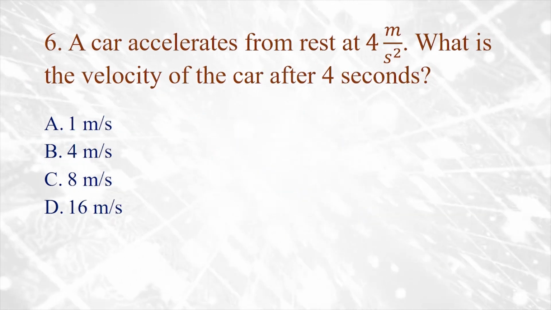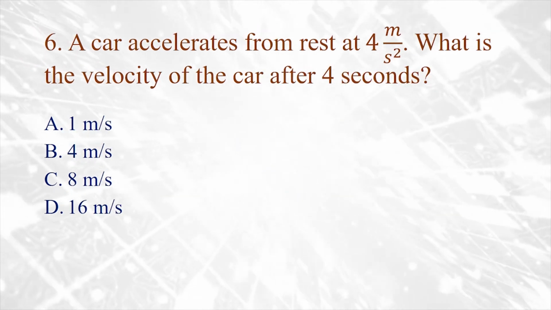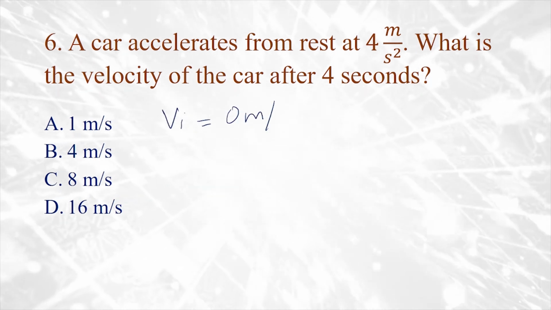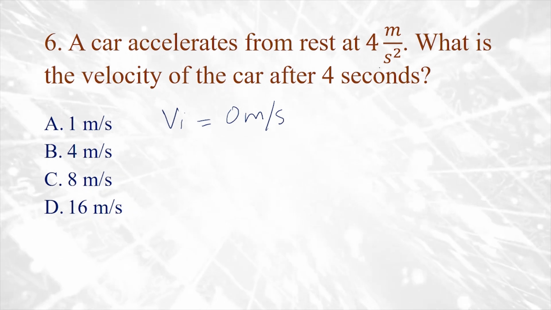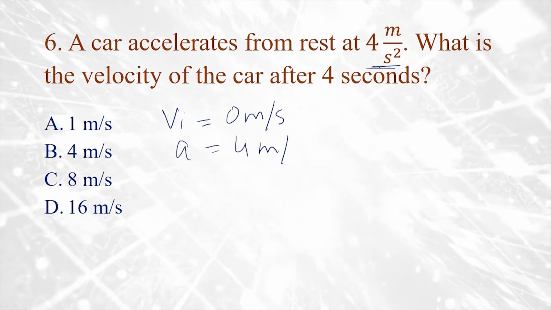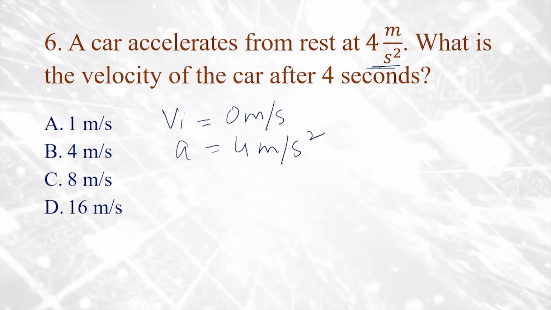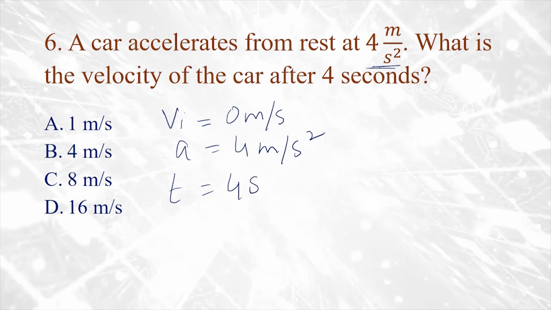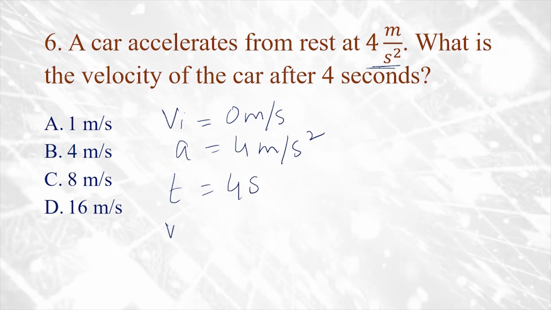A car accelerates from rest. From rest means the initial velocity is 0 meter per second, and if it is accelerating, the acceleration is given, that acceleration is 4 meter per second square. What is the velocity of the car after 4 seconds? After 4 seconds, it means the time is given, 4 seconds. You have to find the velocity.